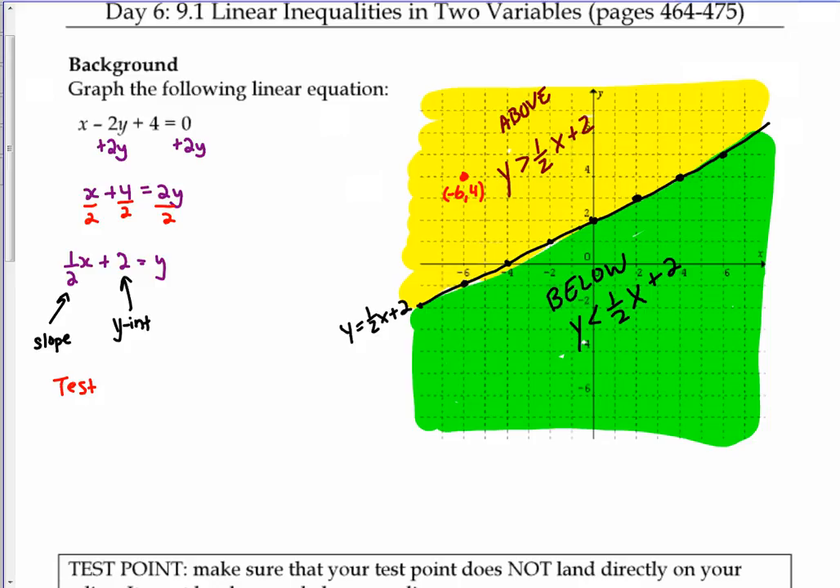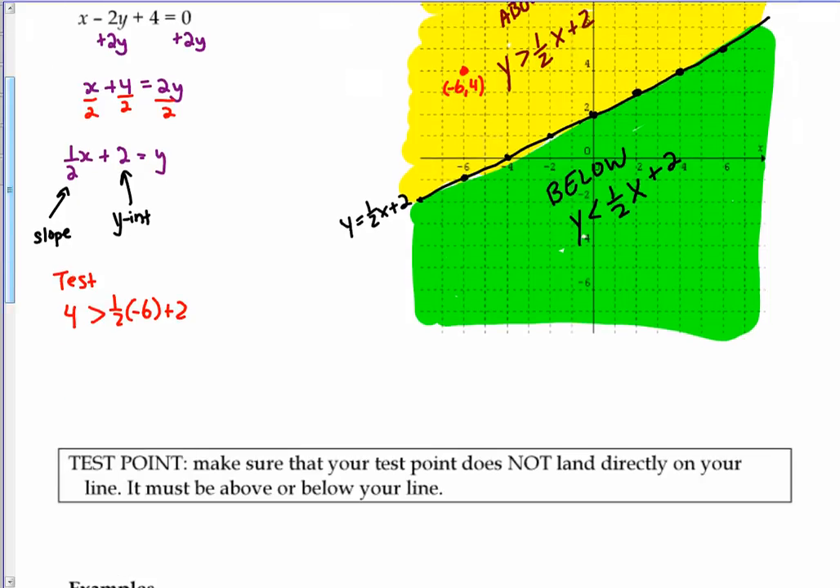So if I choose that as my test point and plug it into the inequality, y is 4, which should be greater than 1/2 times -6 plus 2. Well, let's check if that's true. What is 1/2 times -6? -3. Plus 2 is? -1. We got it. Is that true? Is 4 greater than -1? Yeah. Right?